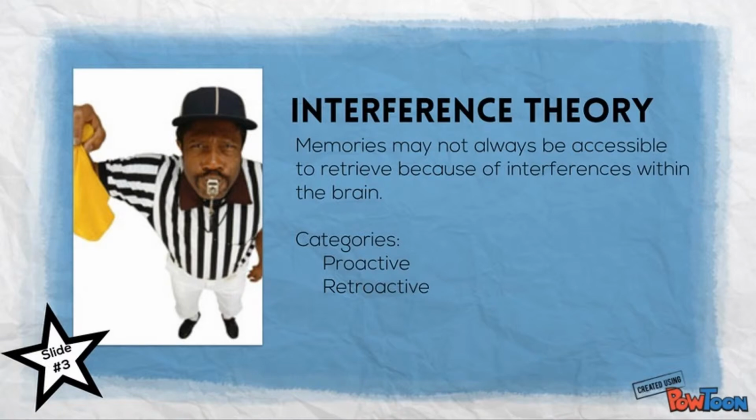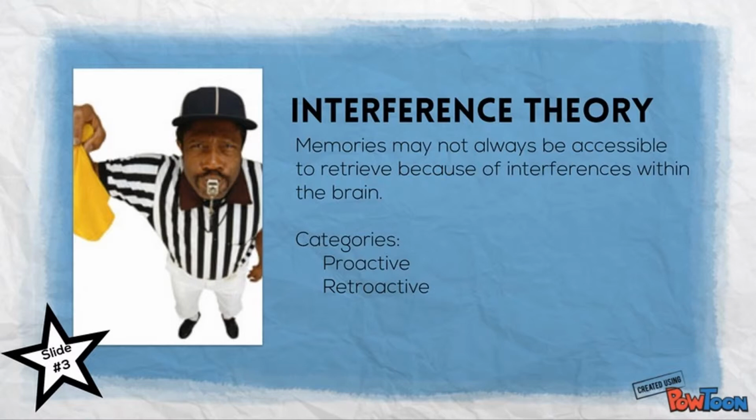Another theory as to why we forget things is called interference theory. This theory says that memories may not always be accessible to retrieve because of interferences within the brain. Think of interference like football. The pass interference works this way. There are two different categories when it comes to interference in memory: proactive and retroactive.